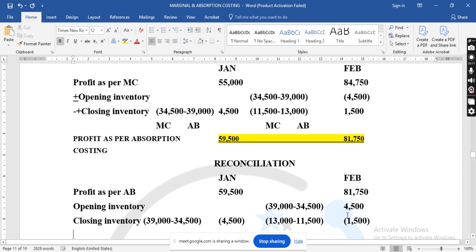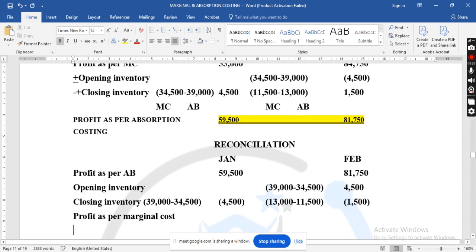So do you arrive at profit as per marginal costing? Profit as per marginal costing, what do you have? 84,750. Let me check it. What do you have here? 84,750 naira for January, and 55,000 for February. 84,750. You can see that we arrive at the same thing, right?